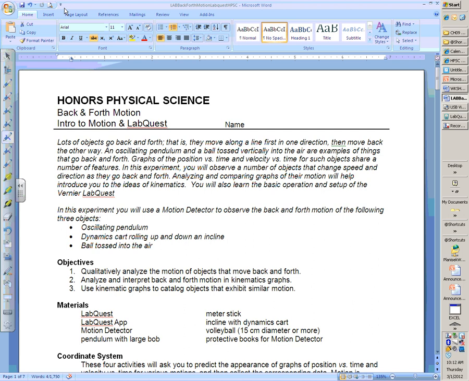Today, I wanted to walk you through the first part of your lab. This is your first physics lab. This is your first LabQuest lab. So I wanted to go through some procedures, but also talk about analyzing some graphs, because if you've never seen them before, it's sometimes hard to determine what's going on.